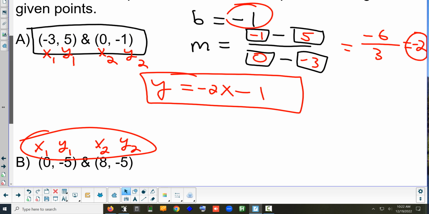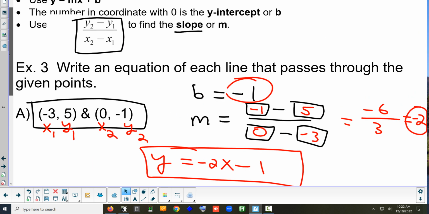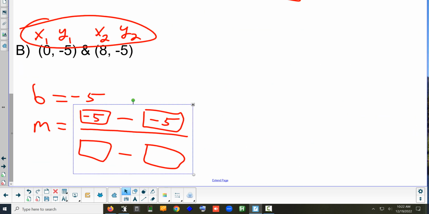And now in the lower left is x2. Joe, what's x2? 8. And in the lower right, we put x1. Natalie, what's x1? 0.